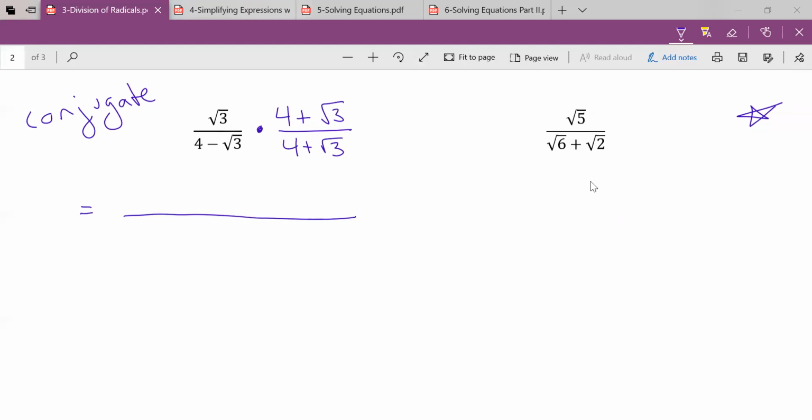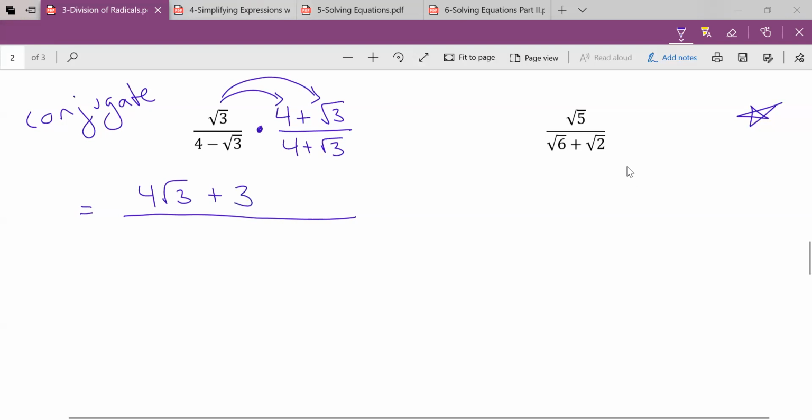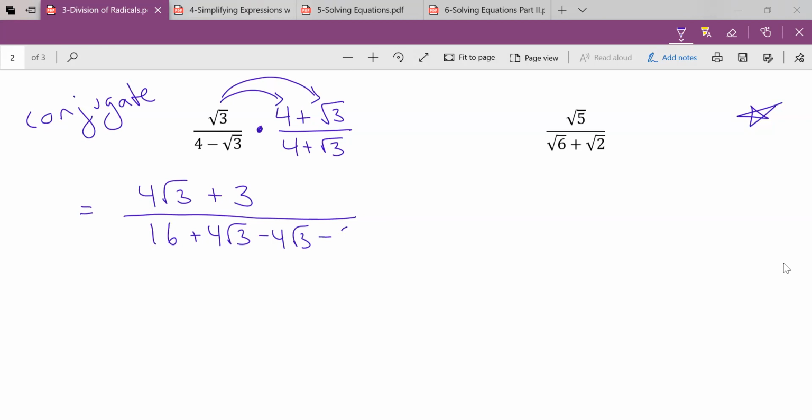In the numerator, it's a monomial times a binomial, so we need to multiply twice. So 4 root 3 plus root 3 times root 3, well, that's root 9, and we know the square root of 9 is 3. Now, in the denominator, it's a binomial times a binomial. If you like to use the term FOIL, you're going to multiply 4 times 4, that's 16. Then 4 times root 3, that's 4 root 3. Negative root 3 times 4 is negative 4 root 3. And then root 3 times root 3 is root 9, which is just 3, and it's negative.